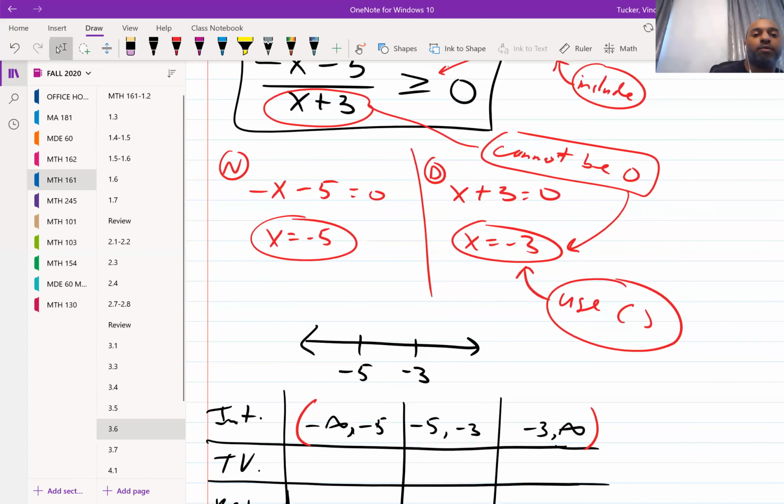Now the negative 5 will get the brackets, as we should, but we'll use parentheses on the negative 3. Once again, it's all about what the parentheses and brackets mean. Brackets mean you can include that as part of your solution set. Parentheses mean you cannot use it. And we cannot use negative 3 because when I plug negative 3 into my equation, it gives me 0 in my denominator.